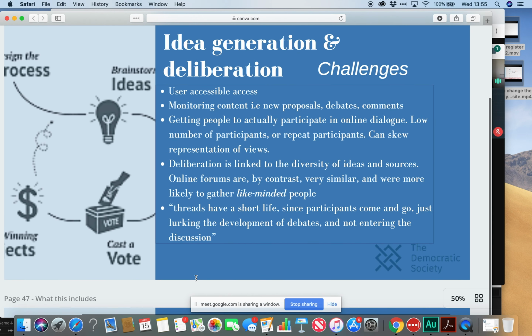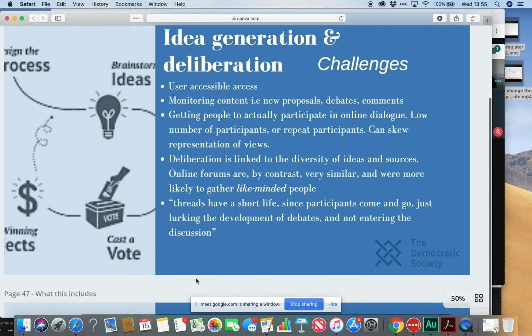So of course there are challenges with everything. Some of the challenges with idea generation and deliberation is the user accessibility. Can everyone get online? Does everyone have internet? Is it accessible? Is it easy to use? Again, you might have to have someone monitoring content for new proposals being uploaded, debates, comments, inappropriate language, accepting new proposals and putting them through to the next phase.